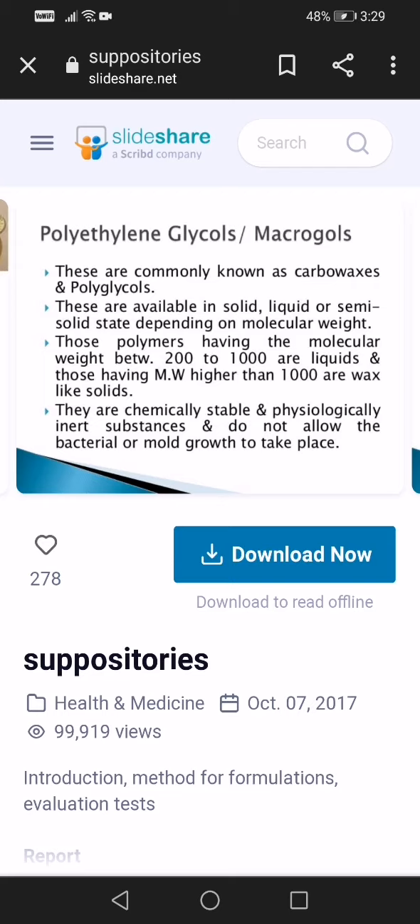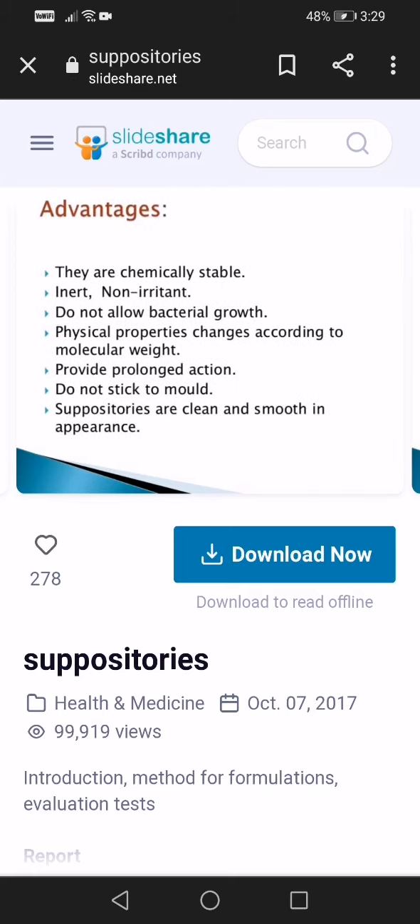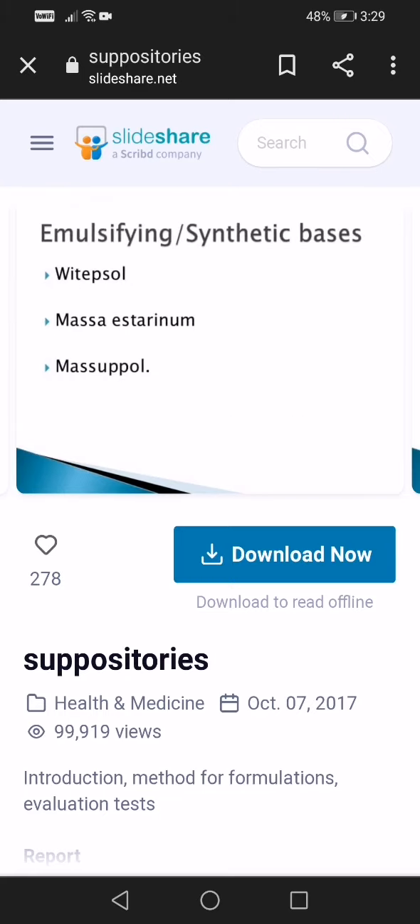These are available in solid, liquid or semi-solid state depending upon the molecular weight. So around 200 to 1000 are called liquids, and if they have higher than 1000 they are called solids, wax-like solids. They are chemically stable and physiologically inert substances and do not allow bacterial or mold growth to take place. So coming to the advantages, all will have the same advantages. They are chemically stable, inert, and do not allow bacterial growth, provide prolonged action, do not stick to the mold, etc. And coming to the emulsifying and synthetic bases, these are again of three types: Witepsol, Massa Estarinum, and Massupol.